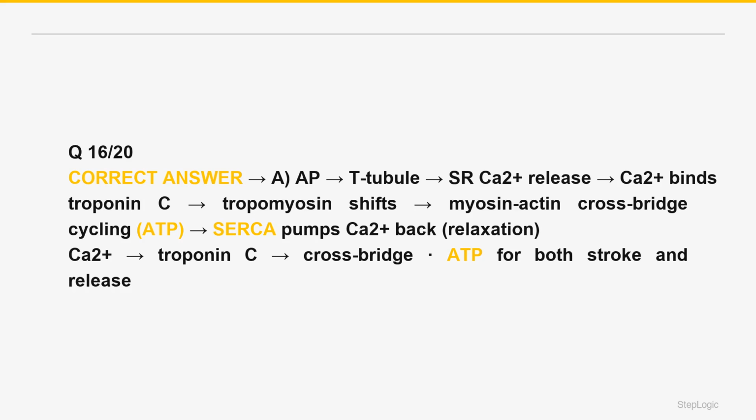ATP is essential at two points, a common test trap. ATP binding to myosin allows it to detach from actin, releasing the crossbridge, and ATP hydrolysis recocks the head for the next stroke, which is why ATP depletion after death causes rigor mortis. Myosin stays bound. Relaxation occurs when calcium is actively pumped back into the sarcoplasmic reticulum by the SERCA ATPase. So calcium leaves troponin and tropomyosin recovers the sites. The T-tubule to SR calcium to troponin C cascade with ATP-dependent cycling and SERCA relaxation is correct.